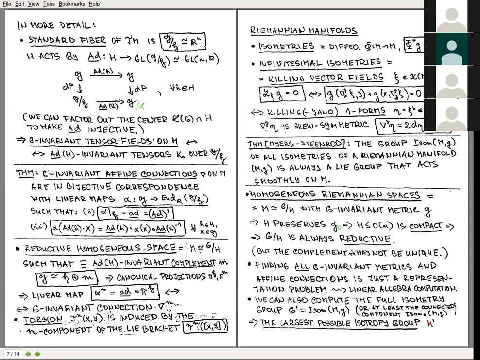So, of course, we can ask whether there can be different realizations of the same manifold as G mod H with different G and H. And computing the full isometry group gives us the largest possible isotropy group, which still preserves the given structure, in this case, the metric. But of course, if we had some additional structure, we could restrict ourselves only to isometries or infinitesimal isometries, which also preserve the additional structure. So in this case, we can find the largest possible isotropy group.